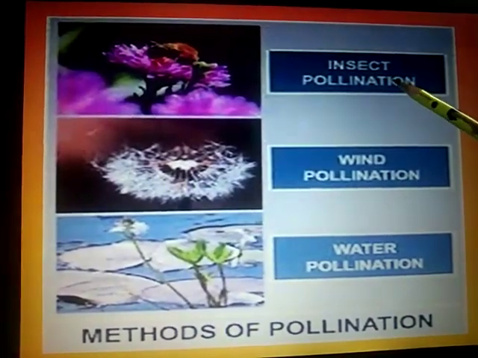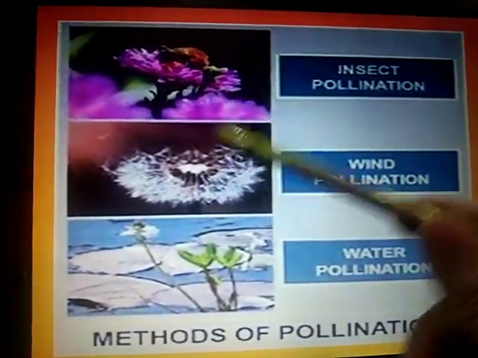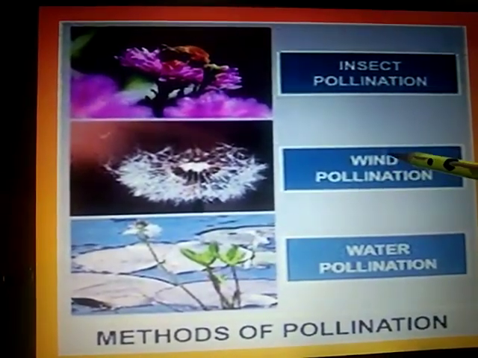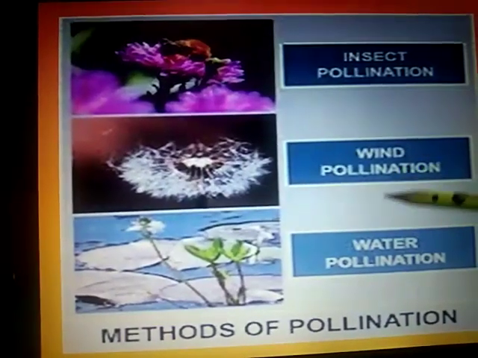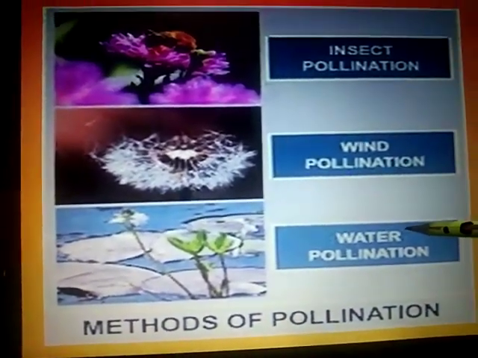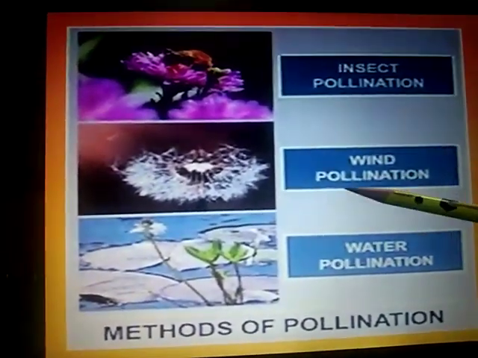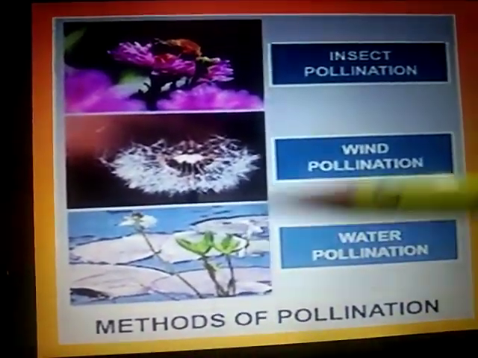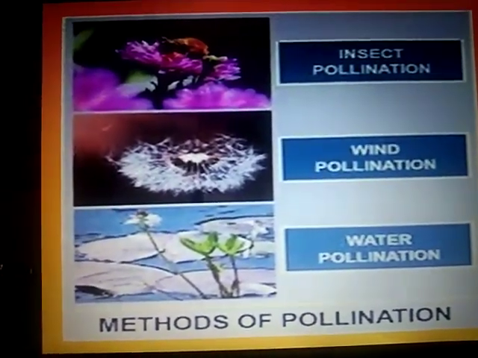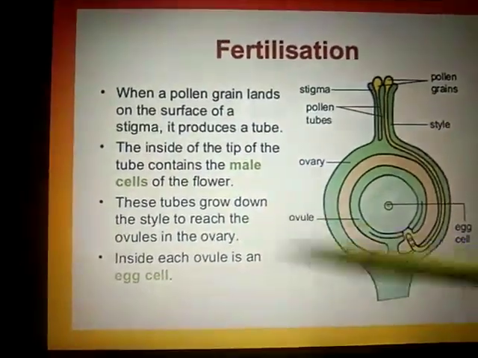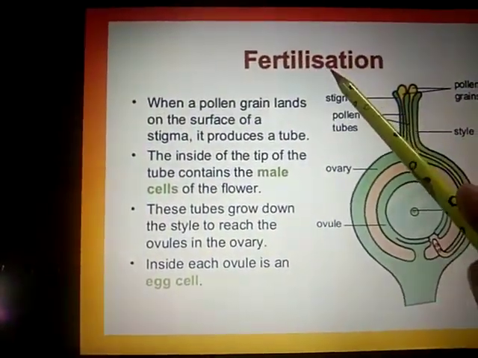When the insects help in the sending of the pollen grain from one flower to another, that is insect pollination. Winds become an agent for the transfer of pollen grains. Water is also an agent for the transfer of the pollen grains. Other than this, birds, animals and human beings also become agents for the transfer of pollen. After the pollination, the flower undergoes fertilization.